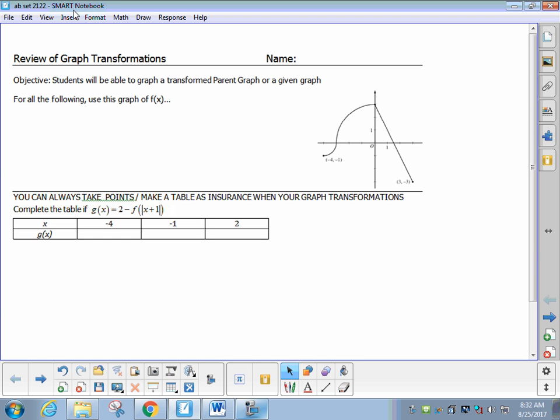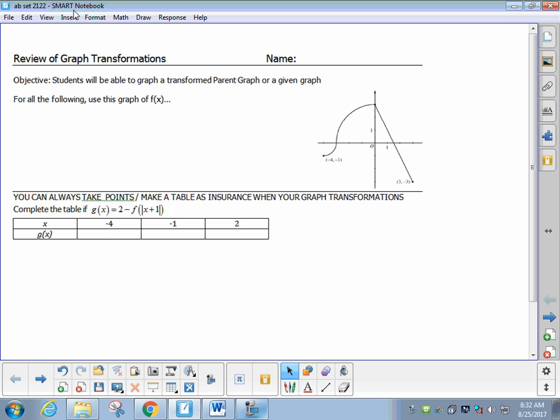For all these, I'm going to go through 4 ways to change a graph. You could shift it, you could stretch it, reflect it, or you could absolute value that bad boy. You could also take reciprocals and inverses, but I didn't do that today, so we'll do that another day. So here's the deal. This is the graph we're going to be working from for the whole time.